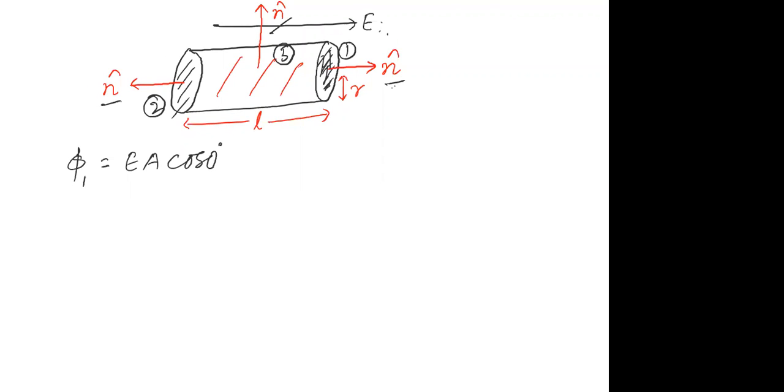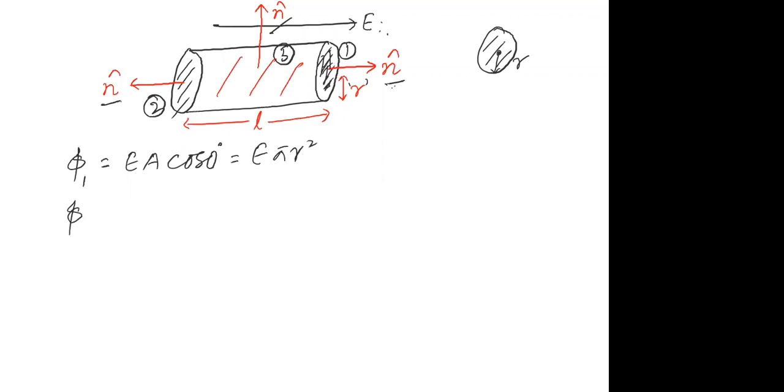And if you see this surface, it's a circular surface, right? In a cylinder, these two are the circles, right? And this is having a radius of r. So can I write this as E into pi r square? I have given you the radius.